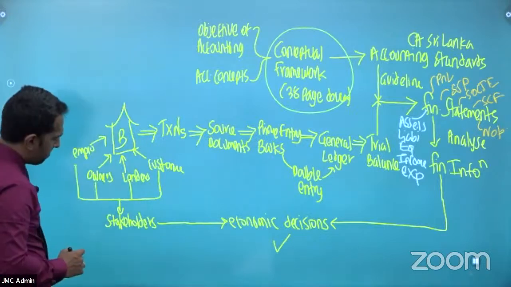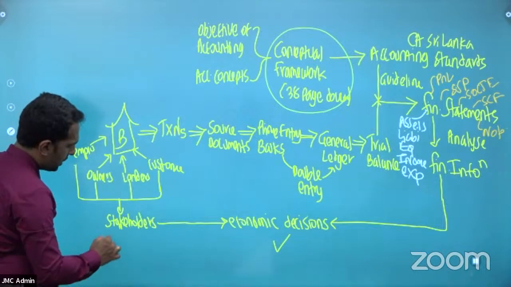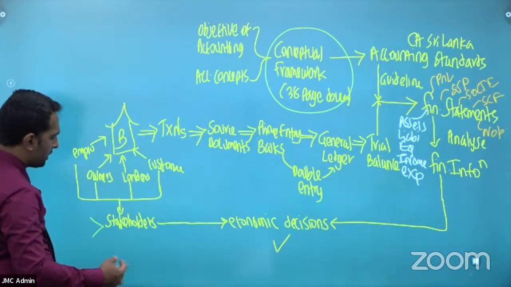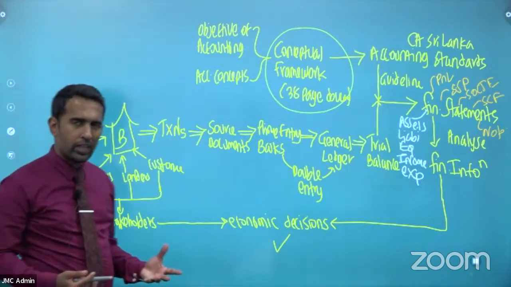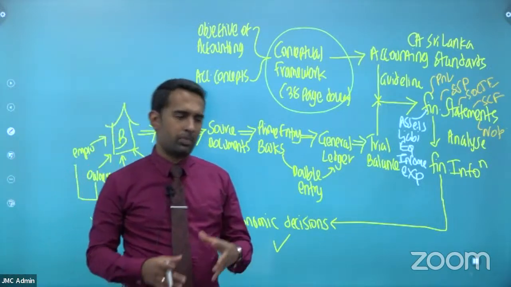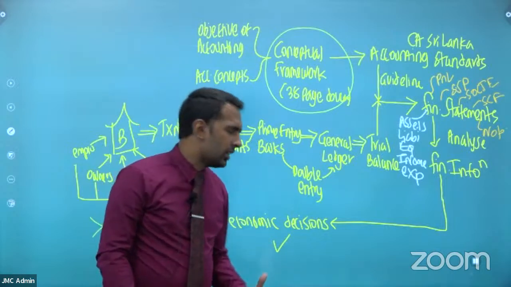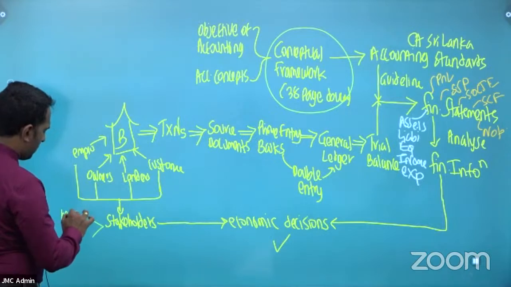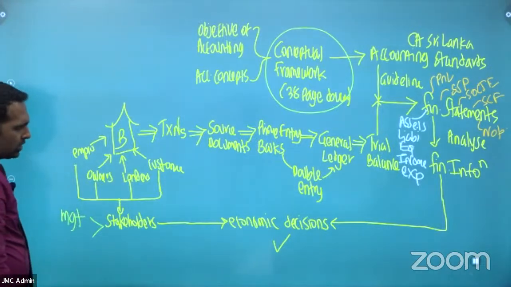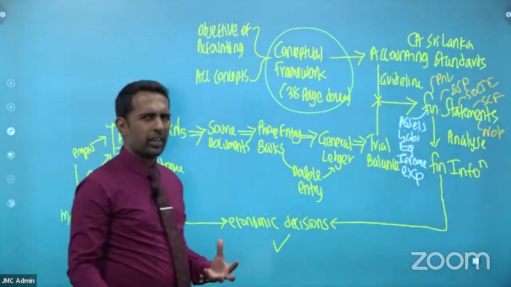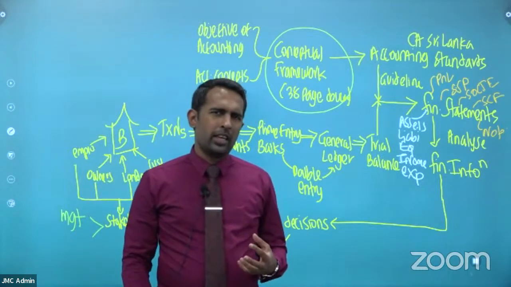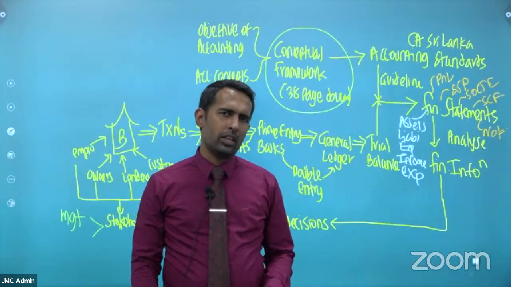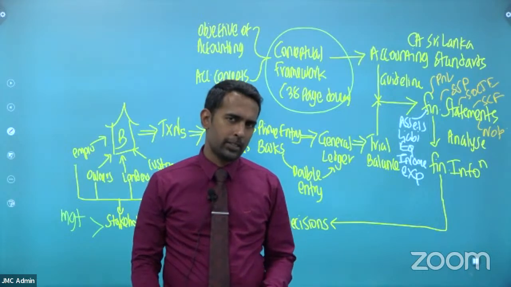Now, what we need to understand, guys, is that when it comes to stakeholders, there are basically two types. There are certain stakeholders who have power. The stakeholders with the power are the management or the board of directors. They can demand customized financial statements. They can ask for special purpose financial statements.